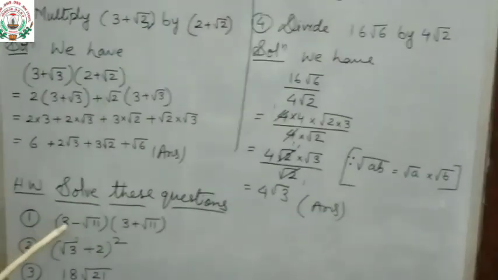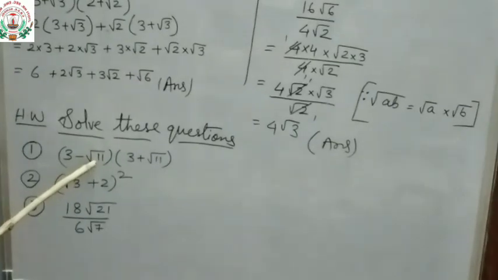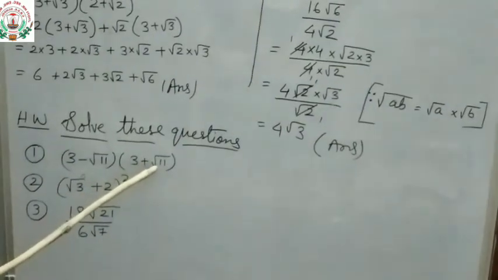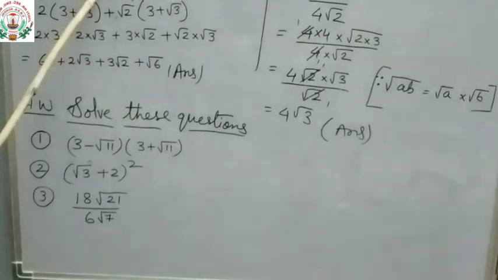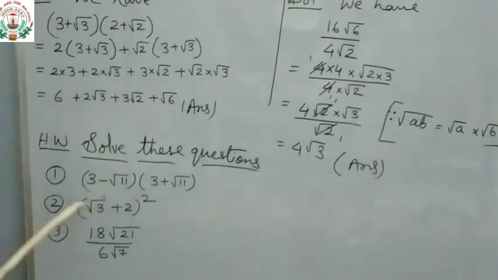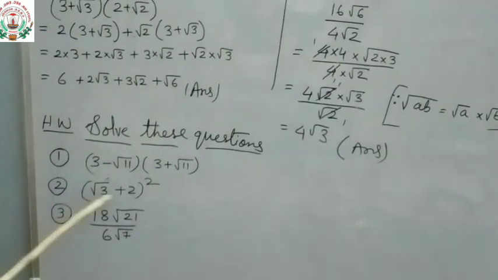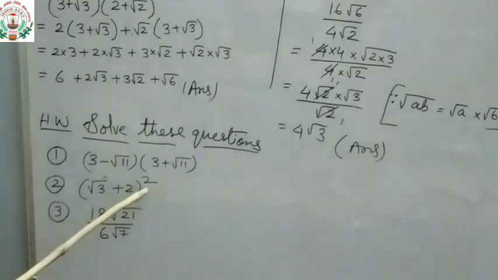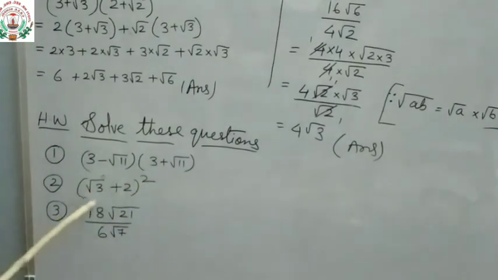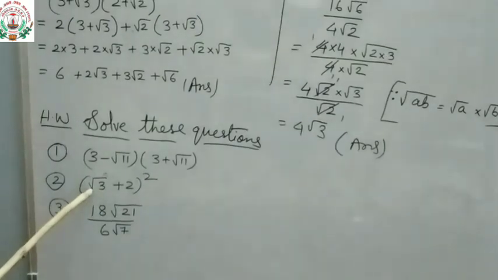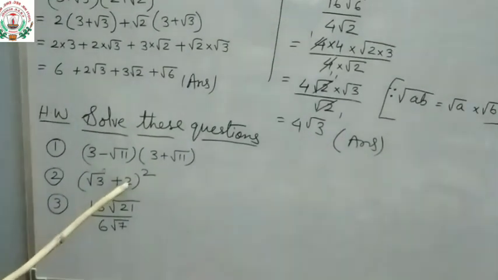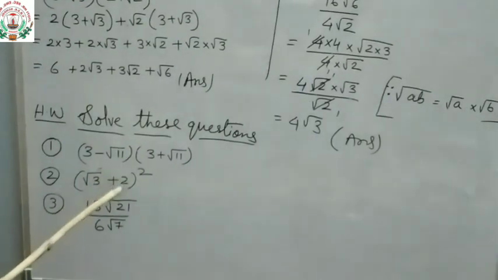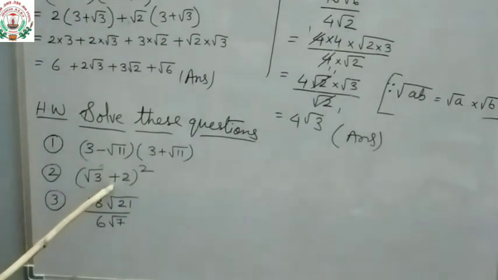The first one is 3 minus root 11 into 3 plus root 11. Okay, so into means product, likewise you will do. And the second one is root 3 plus 2 whole square. Whole square means the same one will be multiplied 2 times. That is root 3 plus 2 into root 3 plus 2. Same like this only you will do multiplication and find the result.